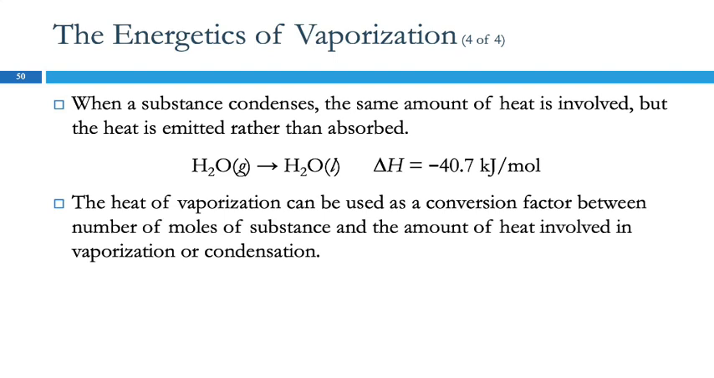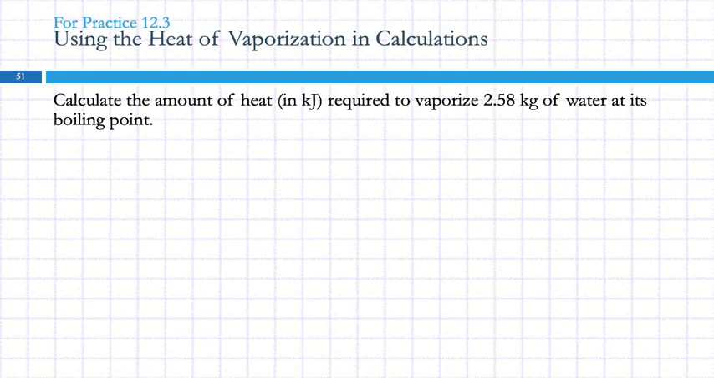So we get 40.7 kilojoules per mole needed to evaporate 1 mole of liquid water. And so if we do the opposite process and condense 1 mole of water, then we'll see that the heat released is the same quantity, right? The sign is different because the energy is leaving the system. And so the heat of vaporization can be used as a conversion factor between moles of liquid and heat needed to vaporize or condense. So let's do an example here.